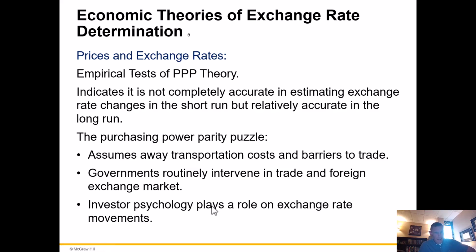But what about empirical tests of PPP theory? It indicates it's not completely accurate in estimating exchange rate changes in the short run, but relatively accurate in the long run. The purchasing power parity puzzle assumes away transportation costs and barriers to trade, which isn't always realistic. Governments routinely intervene in trade and foreign exchange markets, maybe a little more realistic, but not wholly realistic, and investor psychology plays a role in exchange rate movements.